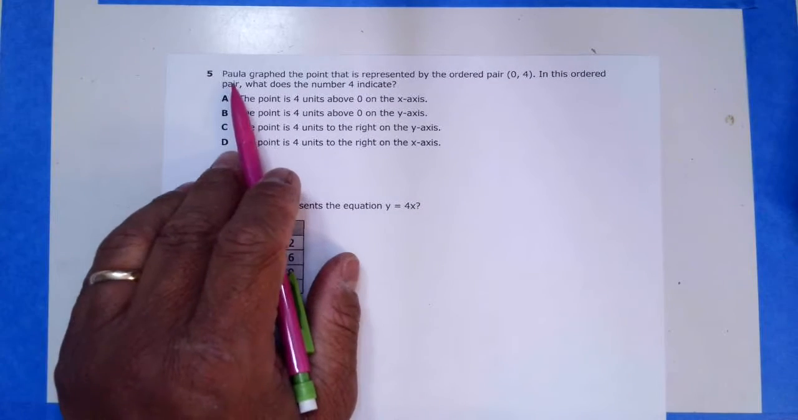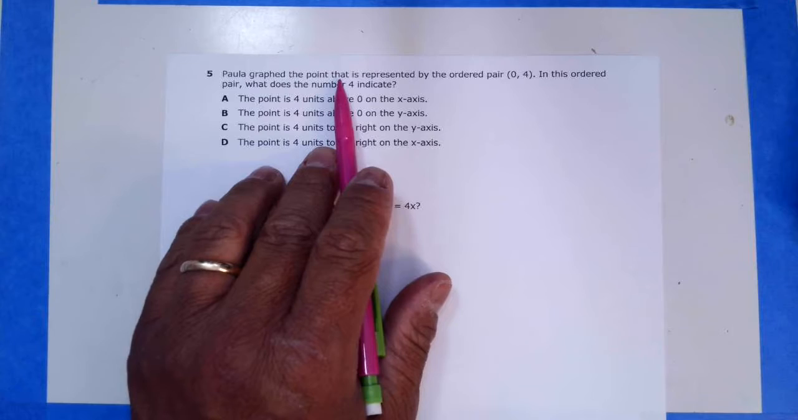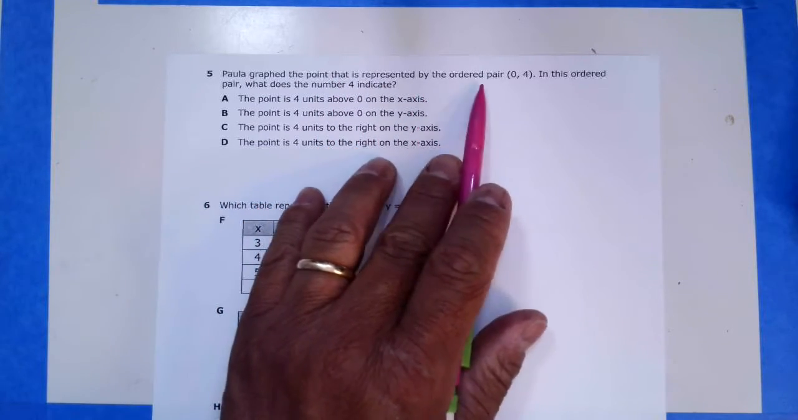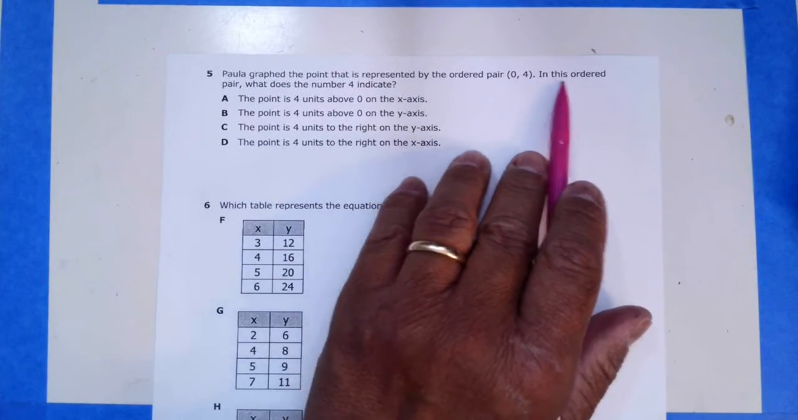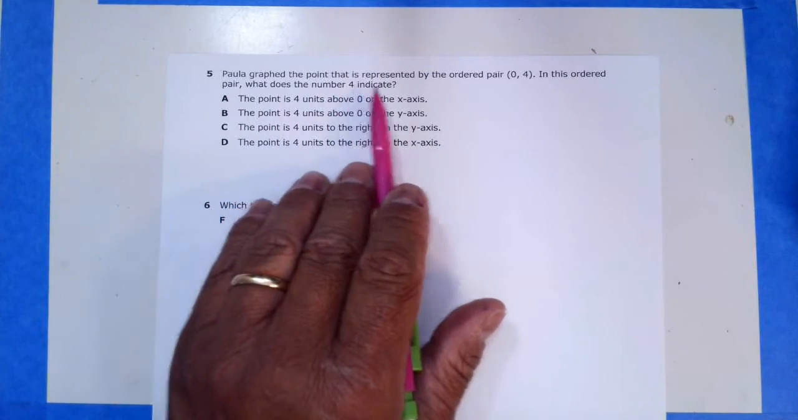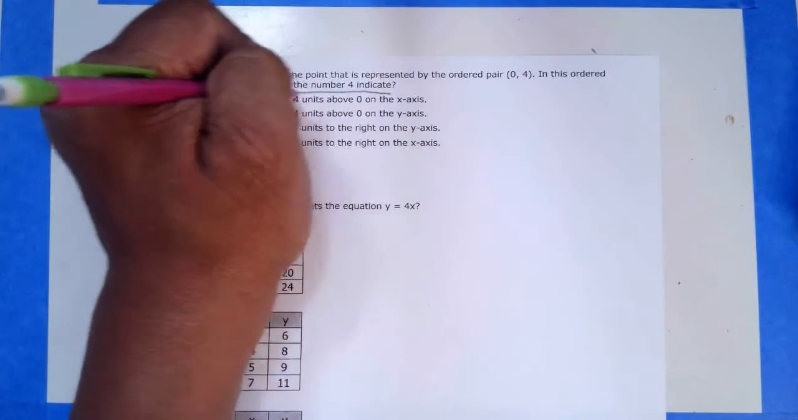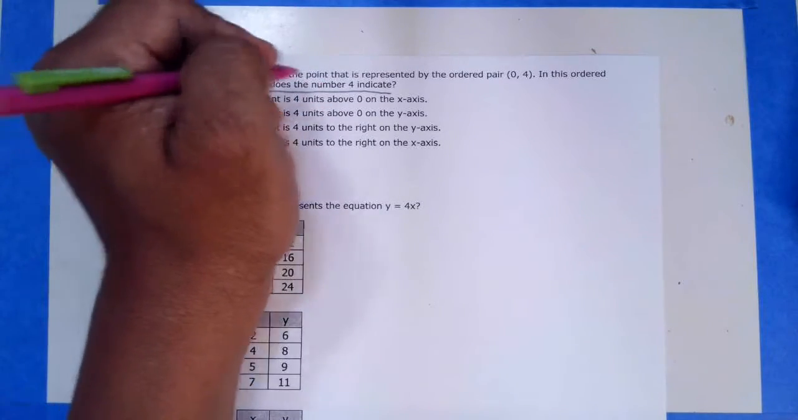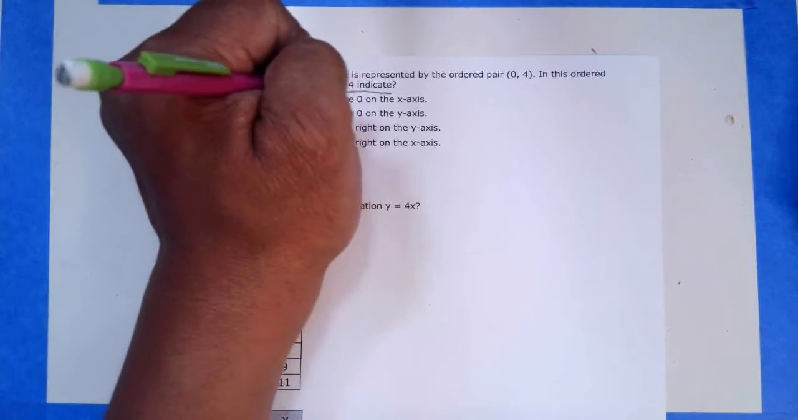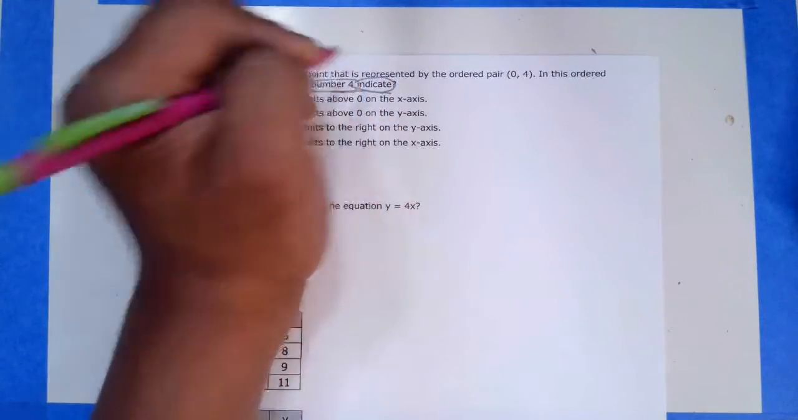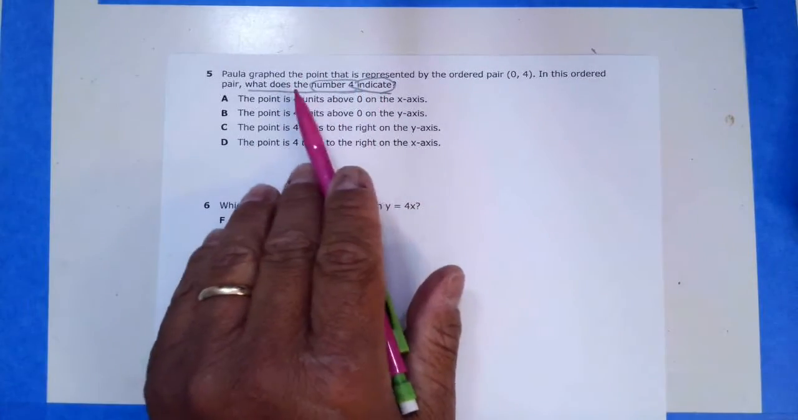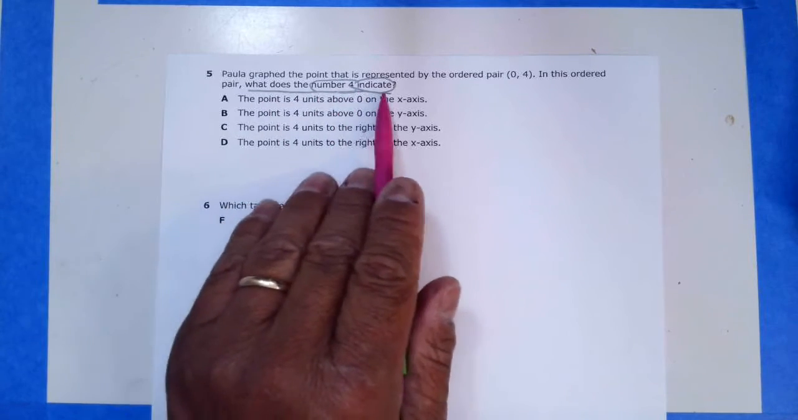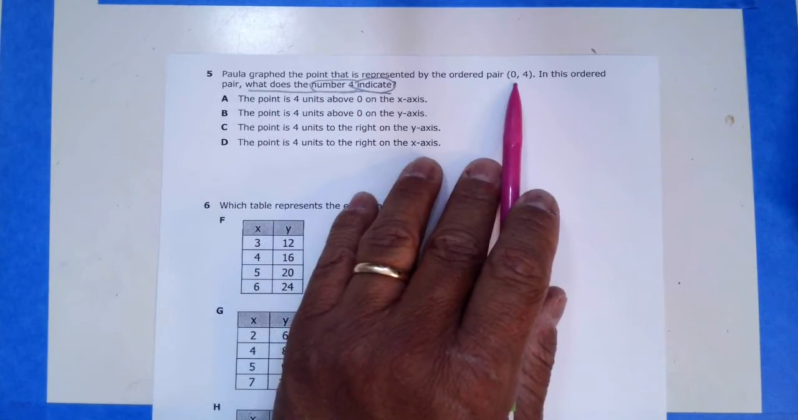Number 5. Paula graphed the point that is represented by the ordered pair 0, 4. In this ordered pair, what does the number 4 indicate? Okay, so underline the question. There you go. What does the number 4 indicate? So what does that mean? That's what indicate means. What does the number 4 mean? So we have this ordered pair, 0, 4, and they want to know what the 4 is.